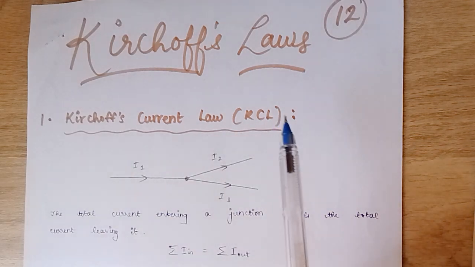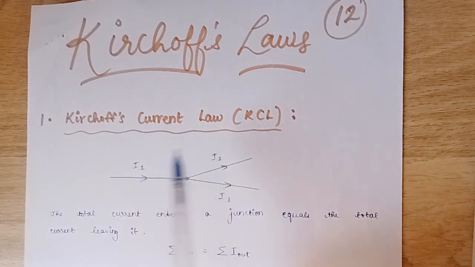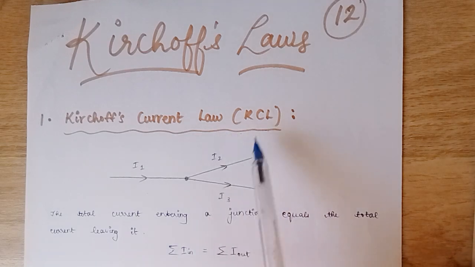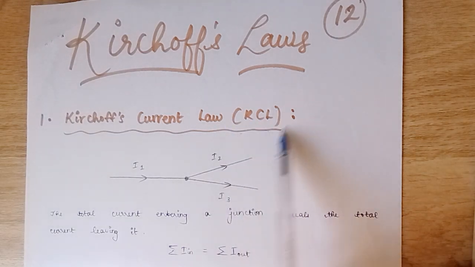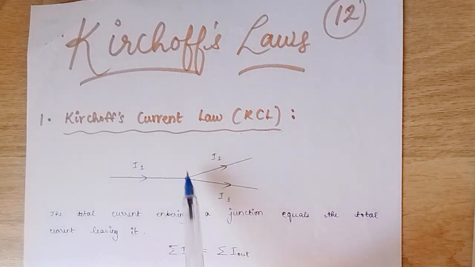Kirchhoff's laws from grade 12. So the first law of Kirchhoff is Kirchhoff's current law, also known as KCL. So what is KCL? When you think of this law, this diagram should come to mind. That is the junction of currents entering and leaving.